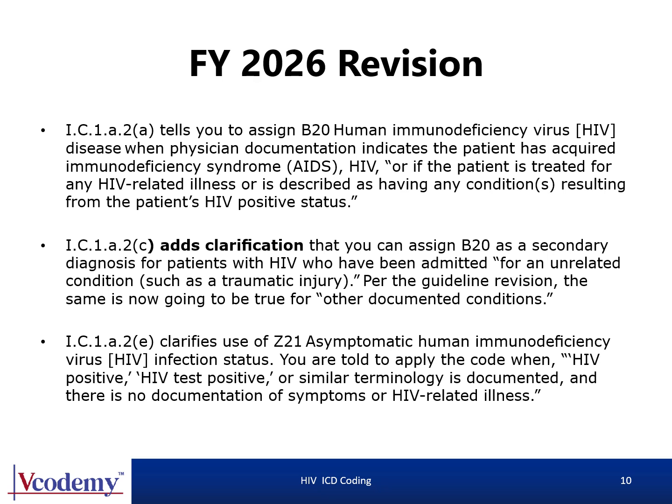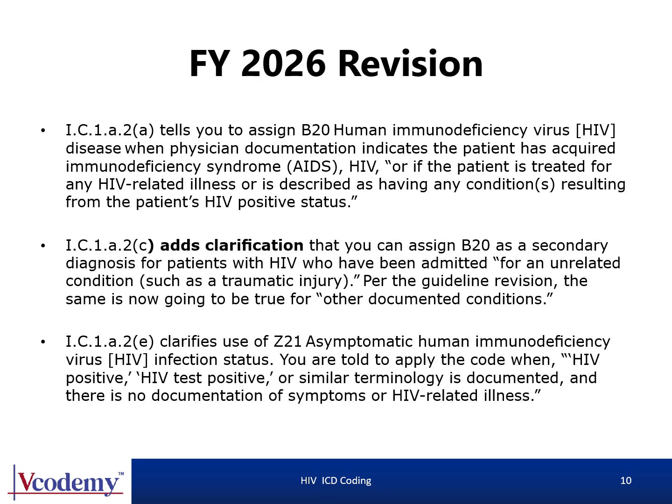These are a few updates in the fiscal year 2026. Some revisions for the HIV guidelines are there. In chapter 1 C 1A 2A, this tells you to assign the B20 HIV disease code when the physician documentation indicates the patient has acquired immunodeficiency syndrome AIDS, HIV, or if the patient is treated for any HIV related illness or is described as having any conditions resulting from the patient's HIV positive status. This is an update.